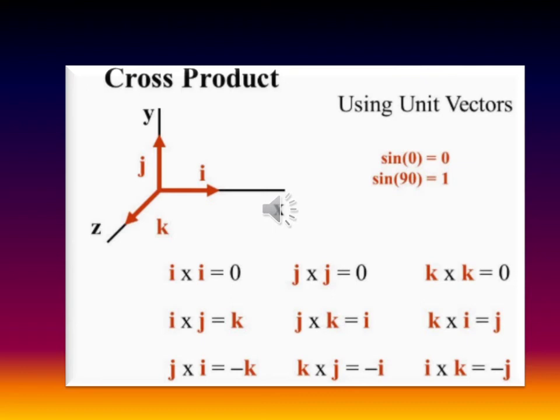And let us see the third line. From the first line, i cross j is equal to k. If it is so, j cross i is equal to minus k, because of the anti-commutative property. Like k cross j is equal to minus i, and i cross k is equal to minus j.